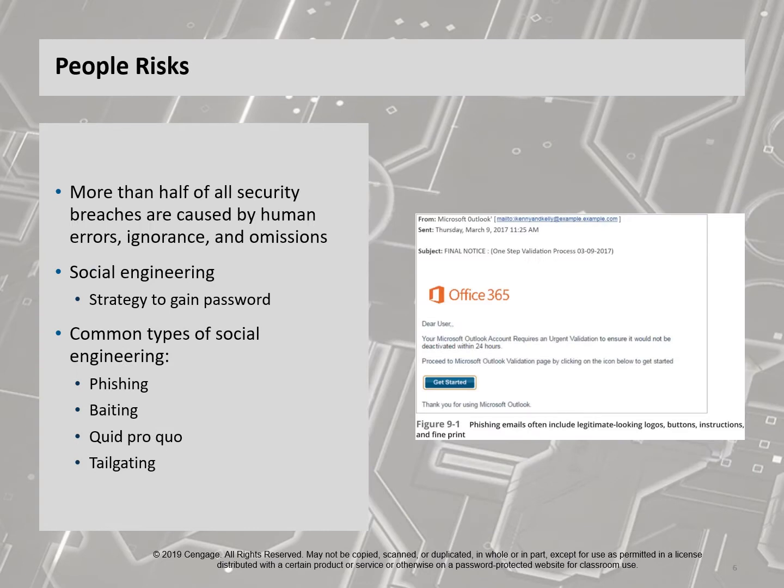People, of course, are fallible. We know this, but we have to find ways to work around that. So that's why we have to look at the triad of security, which is confidentiality, integrity, and availability. And we also have to look at how to work with people. More than half of all security breaches are considered to be caused by human error, ignorance, and omission. Now, a really easy way to cause a security breach through ignorance is by becoming a victim of social engineering.